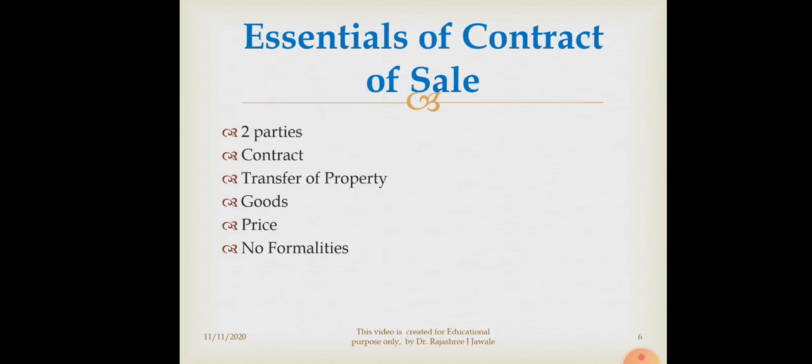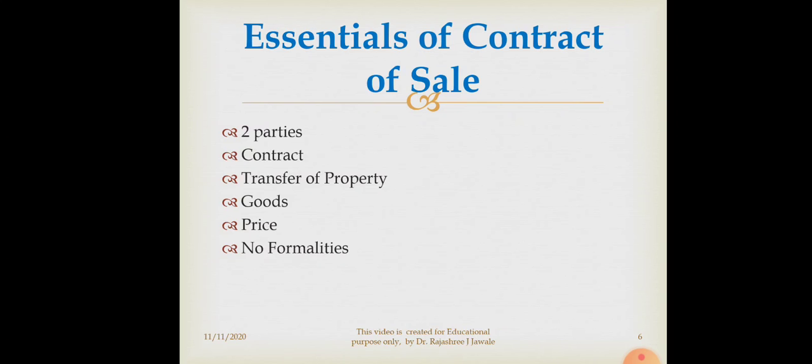Then second is the contract. There should be a contract. An agreement enforceable by law is a contract. Since the sale is basically a contract, it must fulfill all the essentials of a valid contract. There must be free consent, lawful consideration and lawful object, and other elements like the parties should be capable to enter into a contract, the object should be legal, etc. All these elements will be present in a contract of sale also.